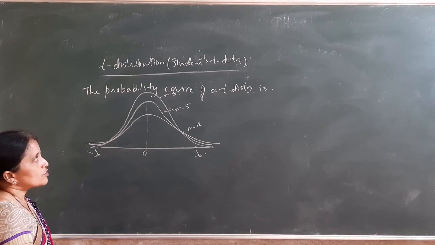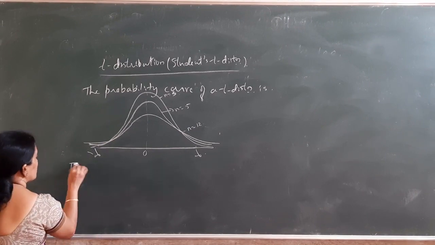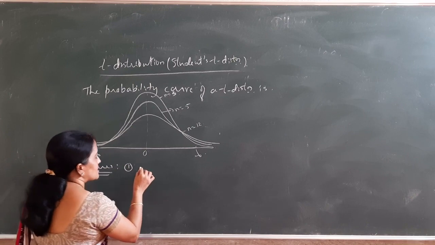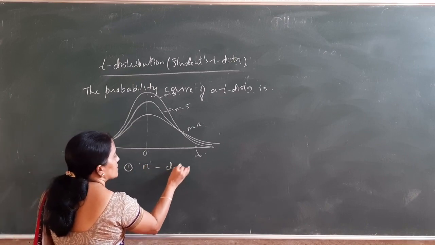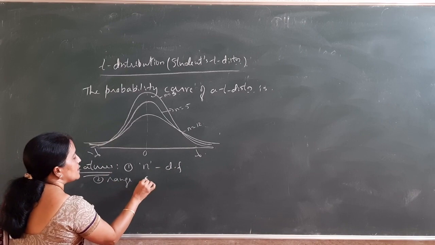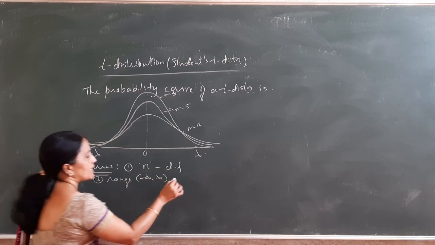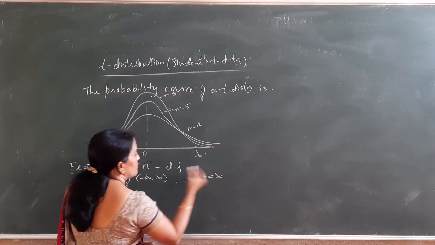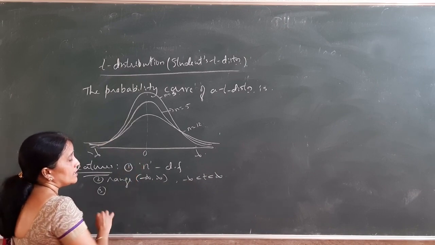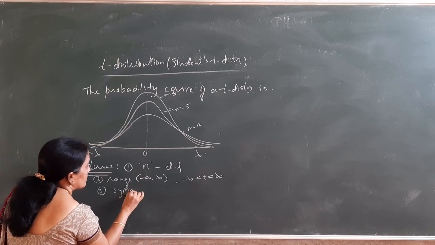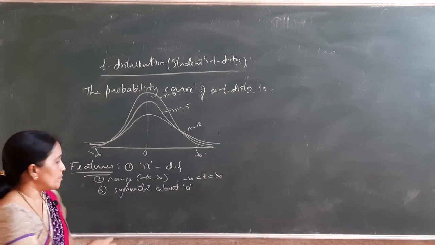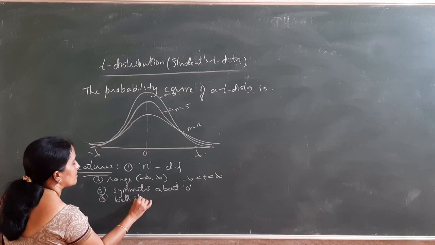Now, let us see the features of the T distribution. First one, the T distribution has a single parameter, namely n. It indicates the degrees of freedom. And the second feature is that the range of the T distribution is minus infinity to infinity, or we can write minus infinity less than t less than infinity. This is the range of the T distribution. And similarly, here the t curve is symmetric about 0. That is, it is a bell-shaped curve.